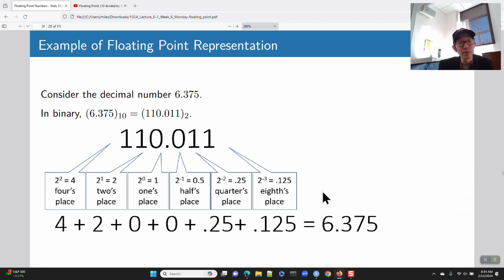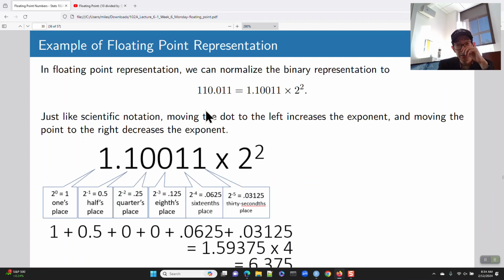And then if we want to make this binary scientific, we would roll the point 2 places to the left. And so 110.011 becomes 1.10011. And because we rolled it over 2 spots, we're going to multiply this by 2 to the 2. And you could do the conversion and you'll get the exact same value.